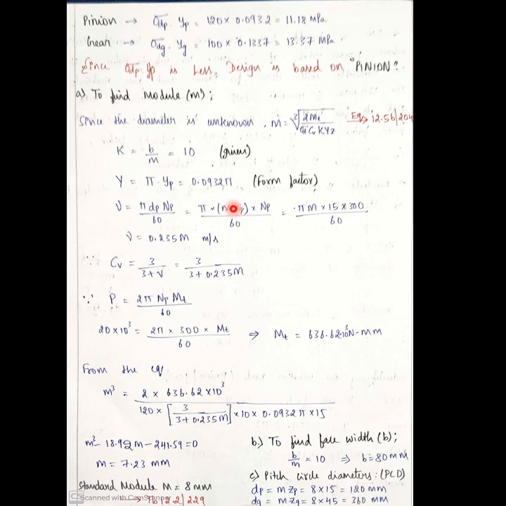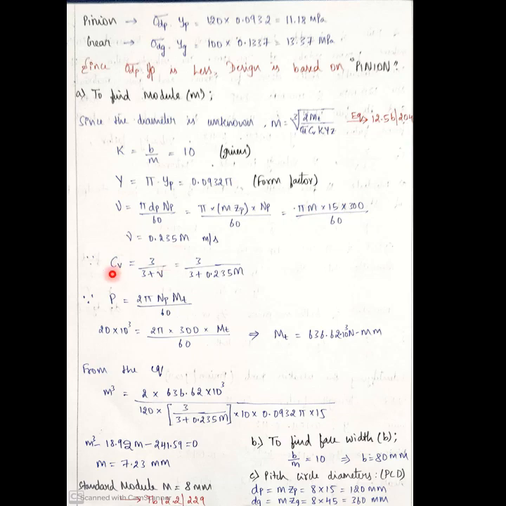This is a basic formula, m is equal to d by z. Hence we are taking d is equal to m into z. Again, z is with respect to pinion. Keep this very importantly. Now m is unknown, hence we keep velocity in terms of m.